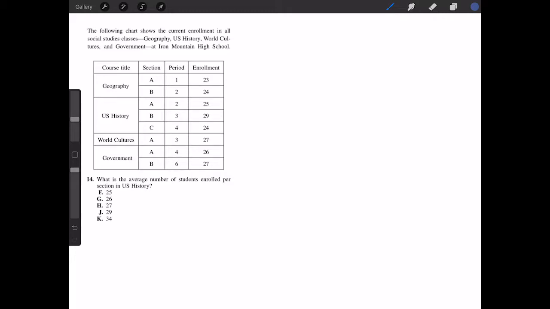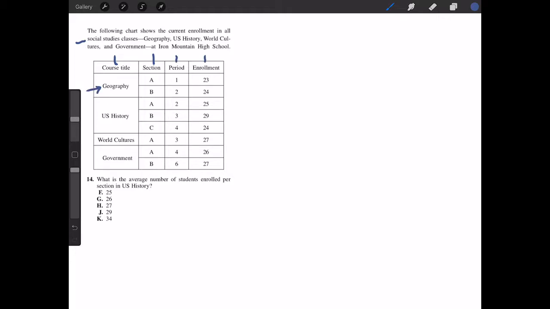The following chart shows the current enrollment in all social studies classes, geography, U.S. history, world cultures, and government at Iron Mountain High School. So we have a chart here with course title, the section of each of those titles, the periods, and then the enrollment, the number of students enrolled.